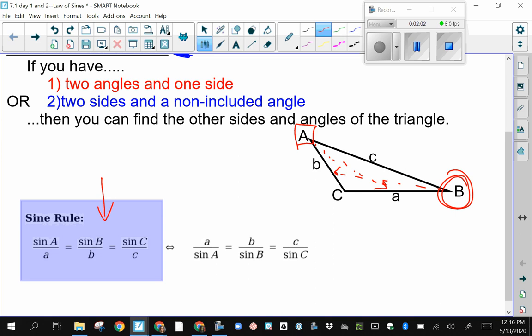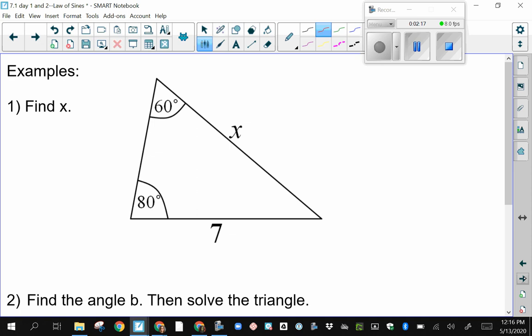Kind of interesting. I tend to always set it up like this with the sine of my angle in the numerator, but do know that you could technically invert those things. You could put your side lengths in the numerator and your angle information in the denominator. Either way is correct.